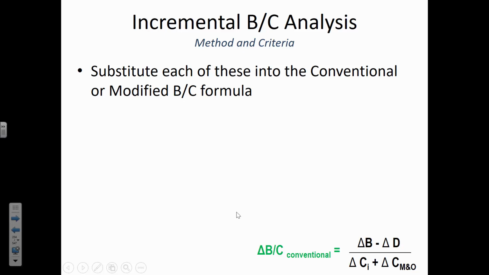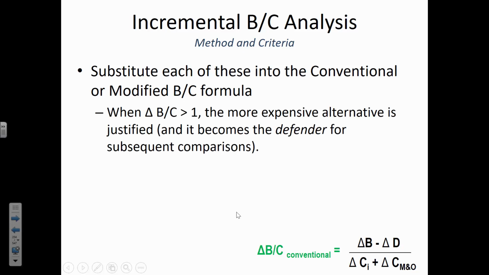Like if I opened up my wallet right now and I offered you $1.50 for every dollar you gave me, you should do that as long as you can. You should take that deal. And so the same thing is true in incremental analysis. Our decision criterion is whenever that incremental ratio is greater than 1, then the more expensive alternative wins in the head-to-head matchup of two options. And then that new defender is going to be what you use as the basis for comparison on subsequent analyses.